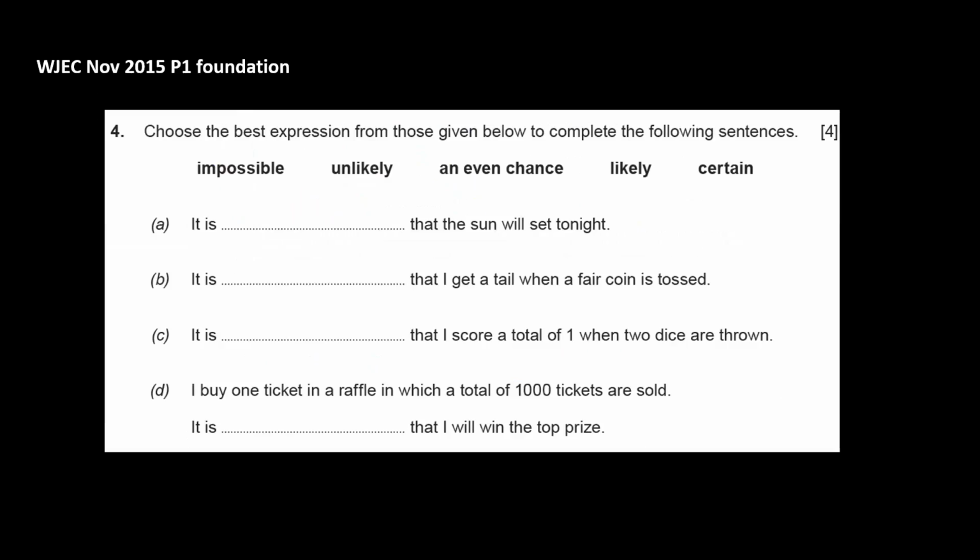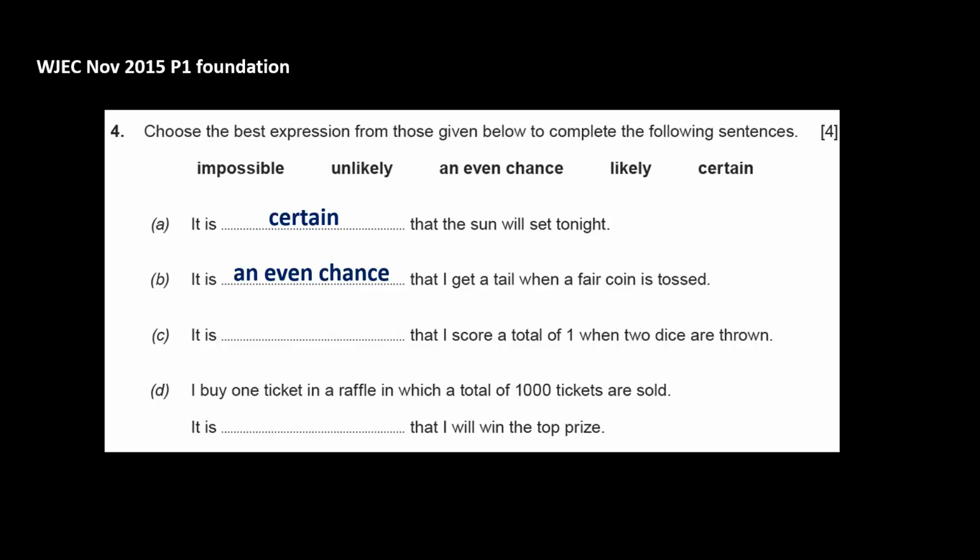This one is all about using words rather than numbers. Let's have a look at A. It is something the sun will set tonight. Well, that's certain. We came across that one, didn't we? With the going dark. B. It is something that I'll get a tail when a fair coin is tossed. Well, we also covered that one. We had a probability of a half, which was an even chance.